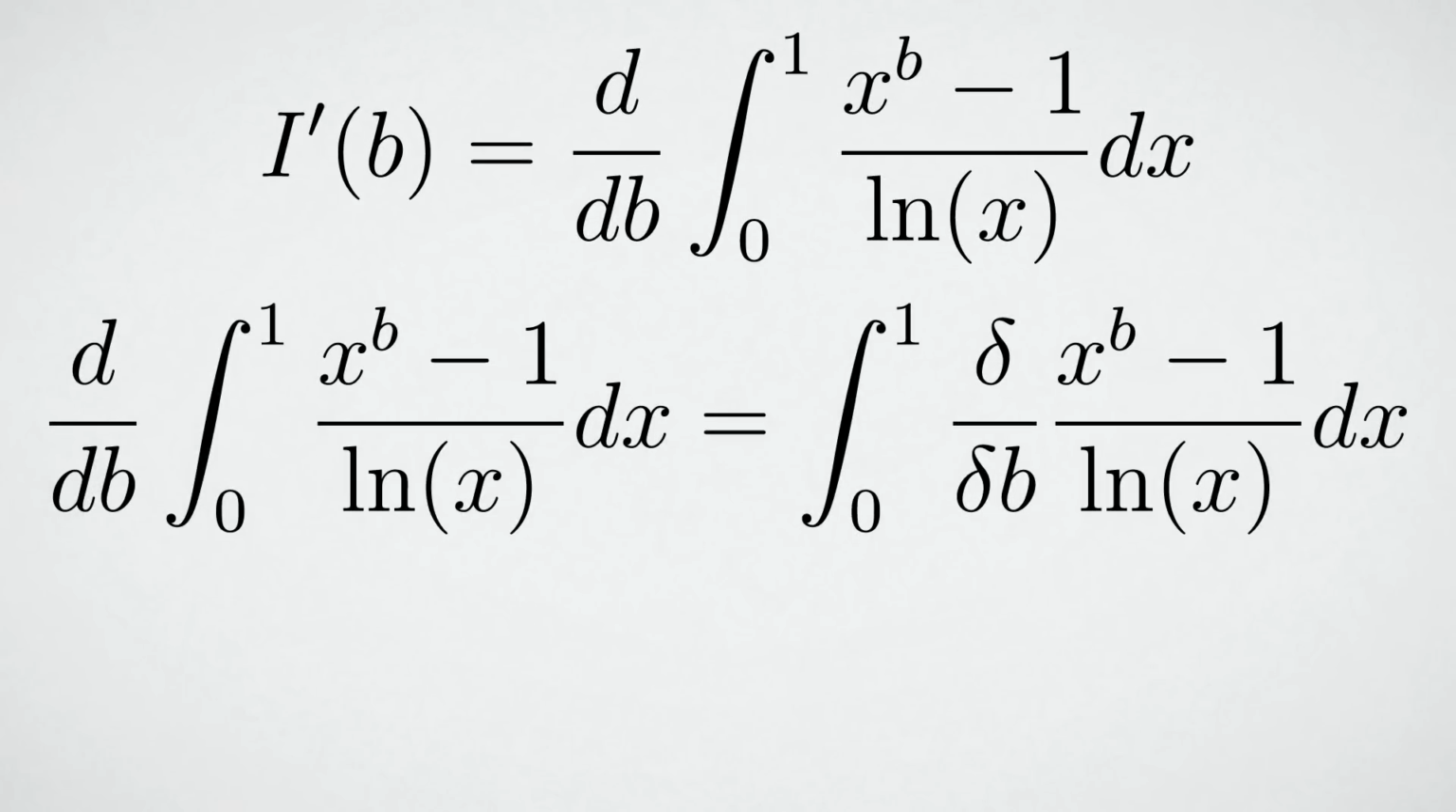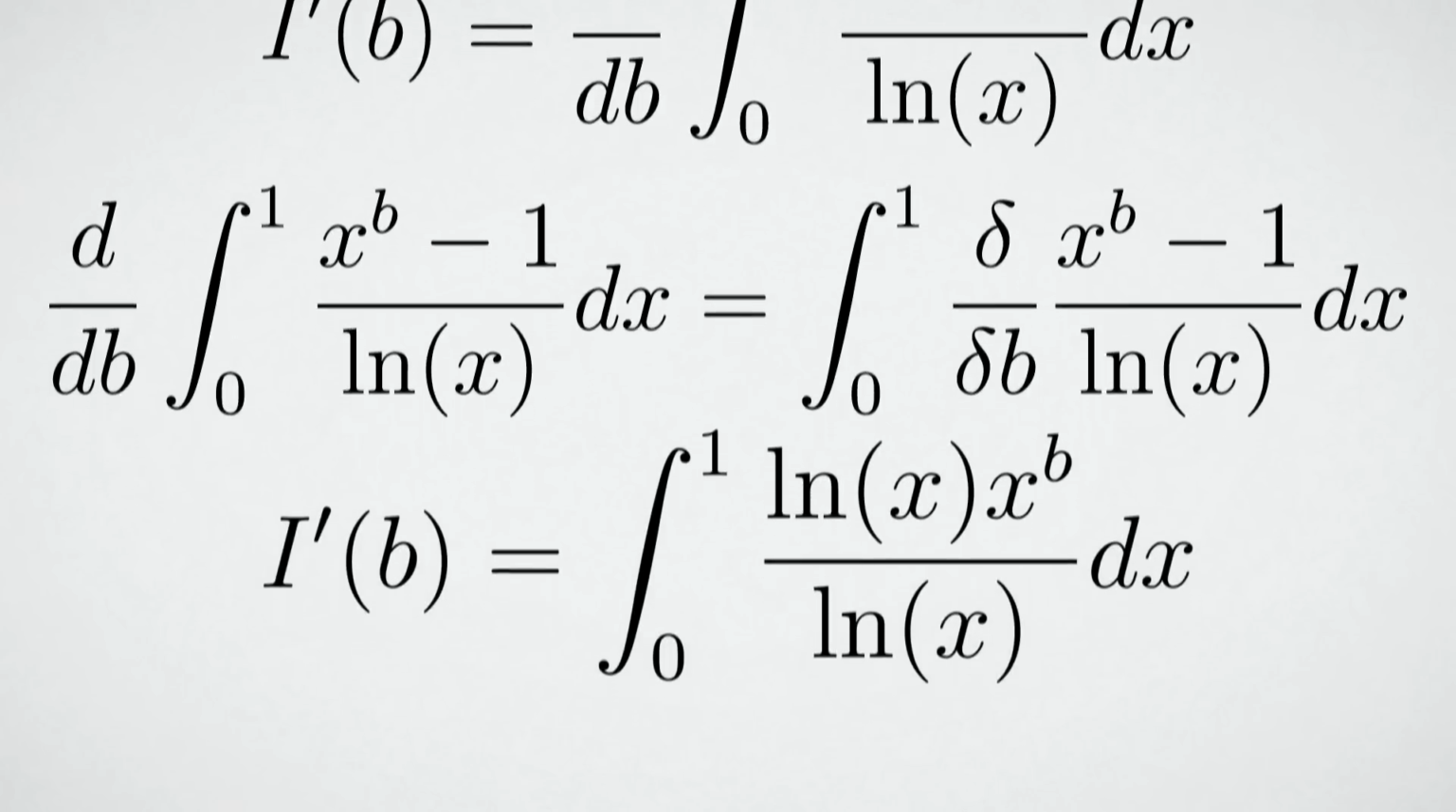A partial derivative means that we pretend that x is a constant and take the derivative with respect to b. A partial derivative is indicated by these curly deltas. So for example, the second term, 1 divided by the natural log of x, is actually a constant. So when we take the derivative, it just disappears. Very convenient.